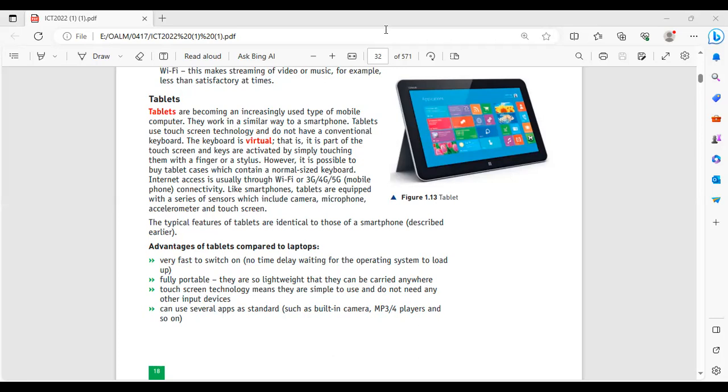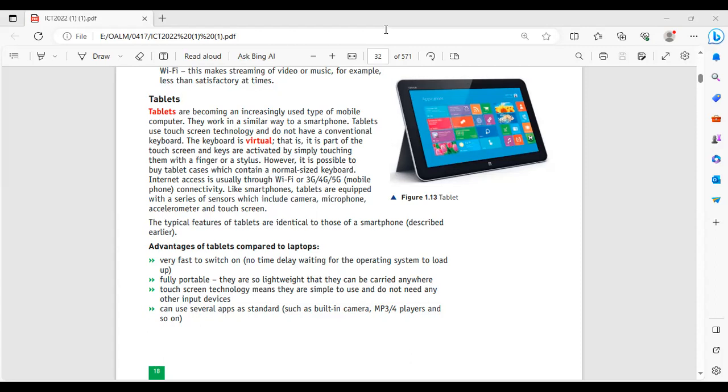Yes, sir. So, first thing they have said is that tablets are becoming increasingly used, and it is a type of mobile computer. And it's a similar thing to a smartphone, as tablets and smartphones work in almost a similar way. And tablets also use touchscreen technology, which means that it does not have a traditional keyboard attached to it. The keyboard is virtual, and it is a part of the touchscreen, and keys are simply activated by touching them with a finger.